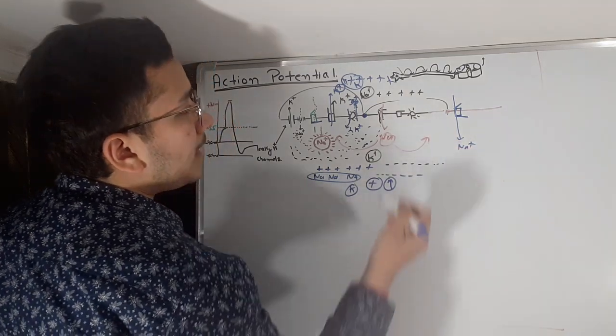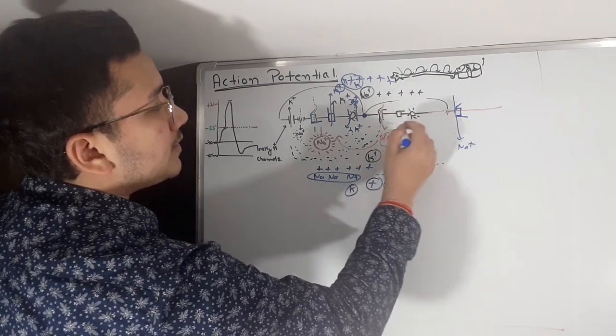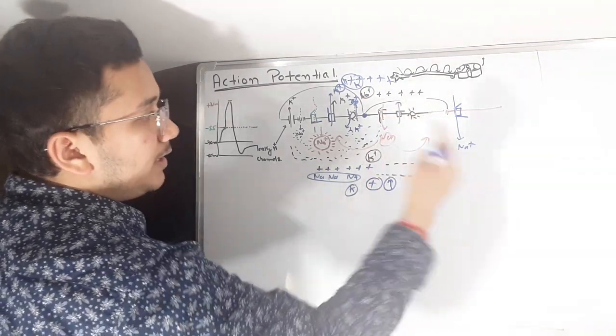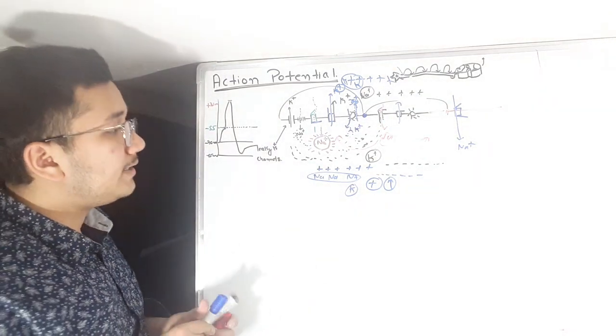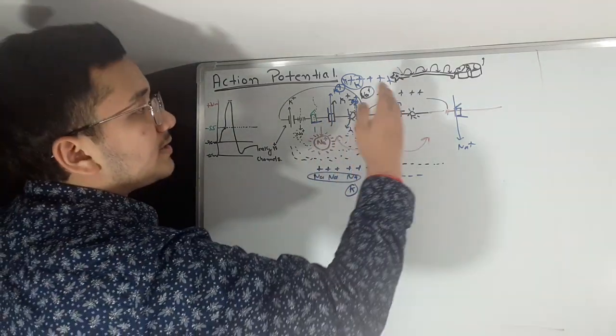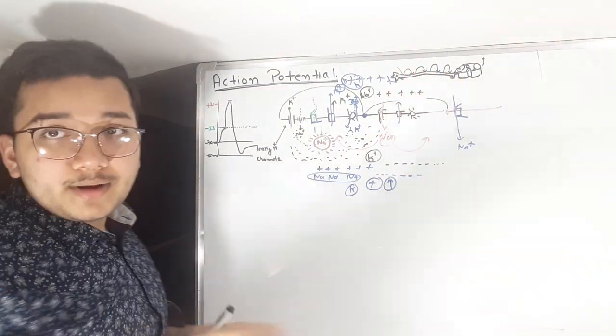A large amount of Na+ gets inside the cell. And when the depolarization of one segment is happening, then in the previous one we have the repolarization. So depolarization is followed by repolarization. This is the whole concept, right? And that's how the impulse travels from one point to another.